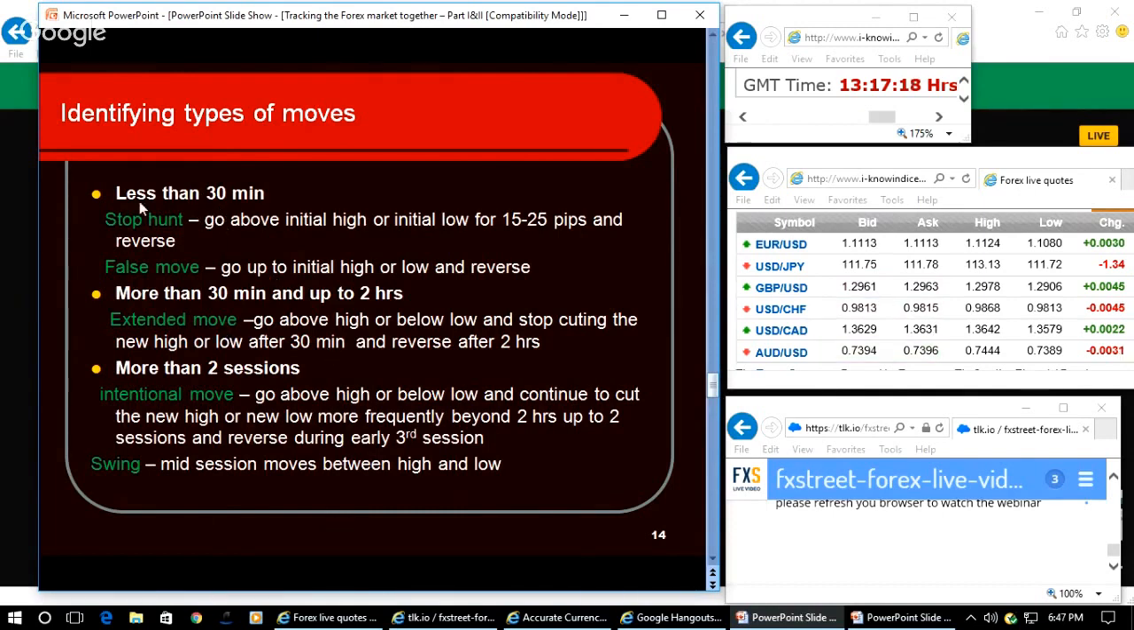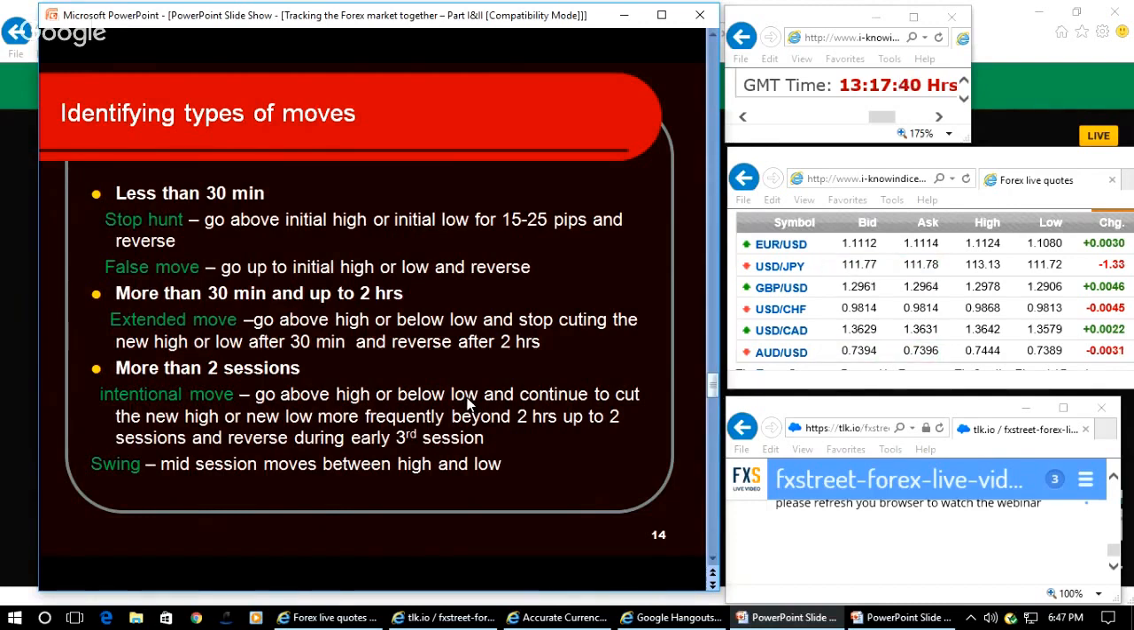The only difference is the stop and false move happen in less than 30 minutes and the extended move happens in about 2 hours. And so based on the type of move, they are being given the names as stop and false move, extended move. And what is an intentional move? It is a slow move.